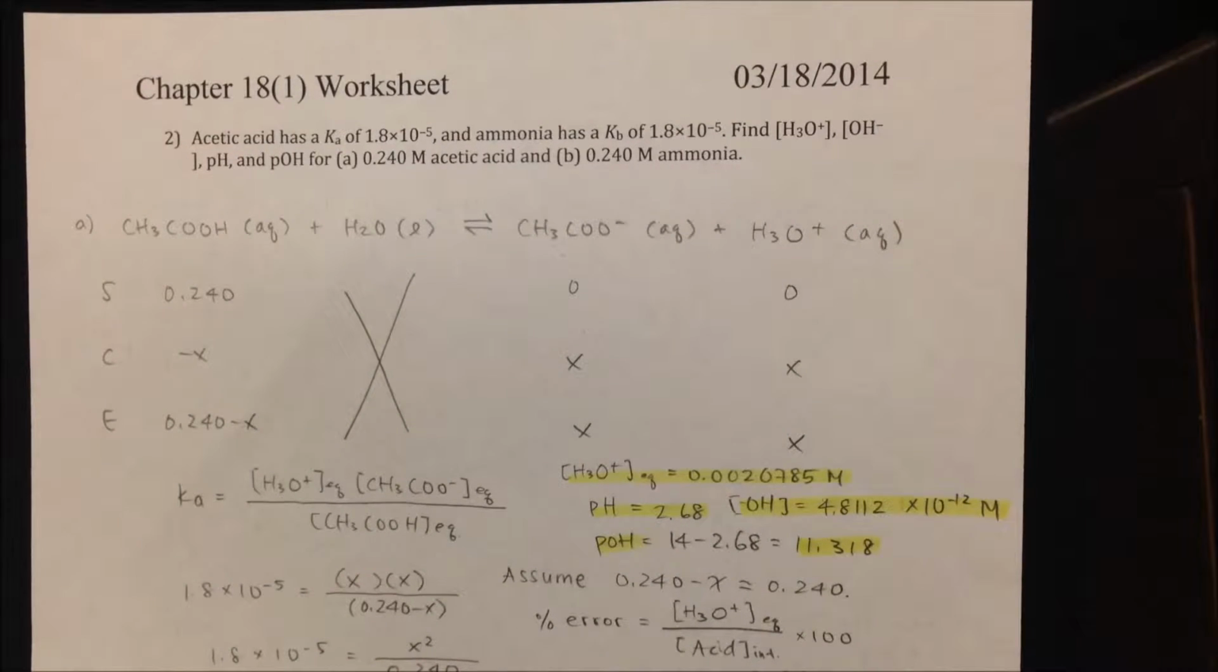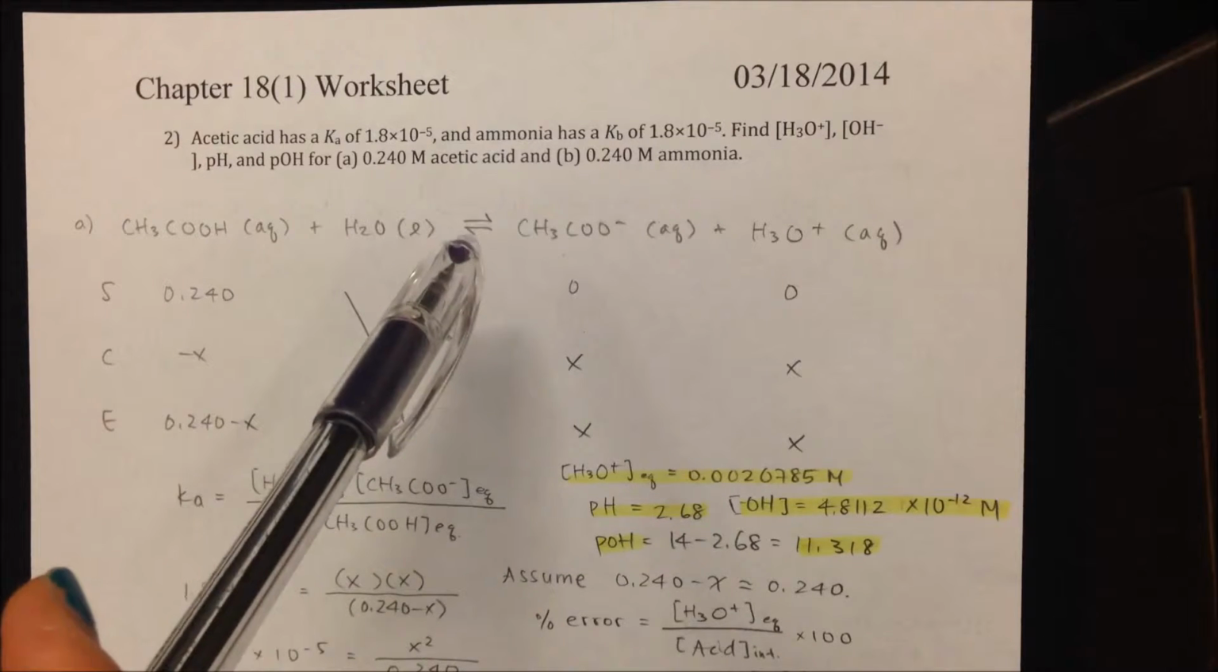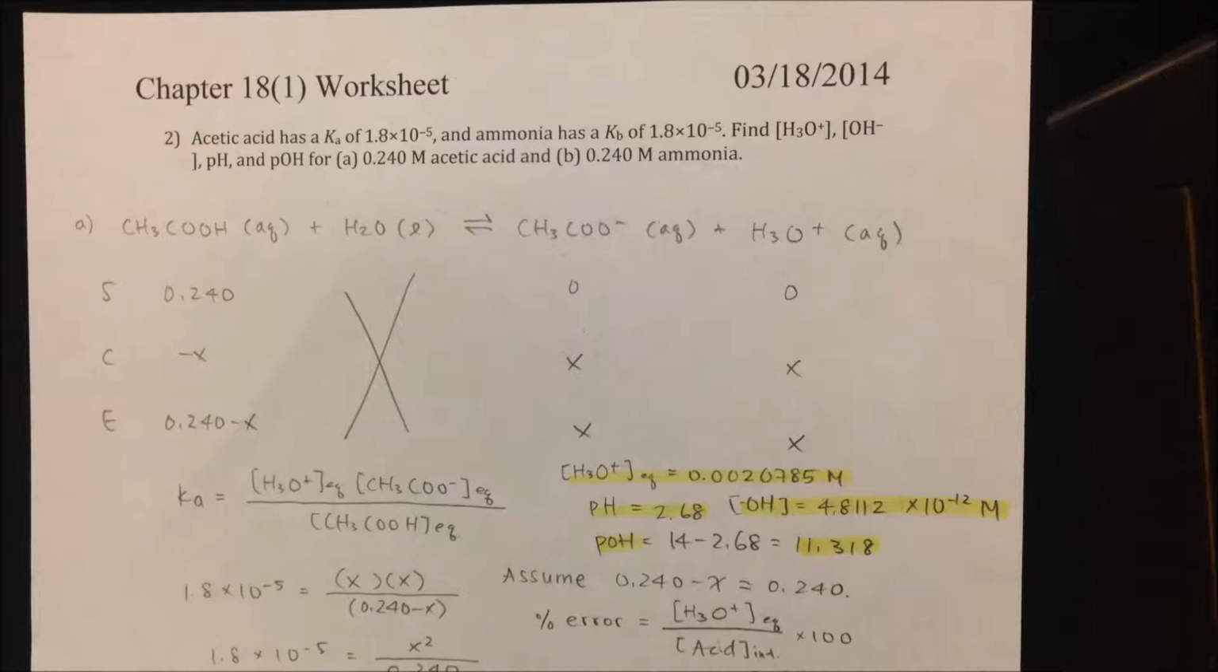Alright, so on to number 2. So basically, it's asking for pH and pOH of whatever it's given, acetic acid and ammonia. And I think you probably noticed that the Ka and the Kb are actually the same for acetic acid and ammonia. So that tells us one thing: it doesn't matter if you start with acetic acid or ammonia, the pH of your acetic acid is going to be the same value as the pOH of your ammonia, which we'll see in a second.